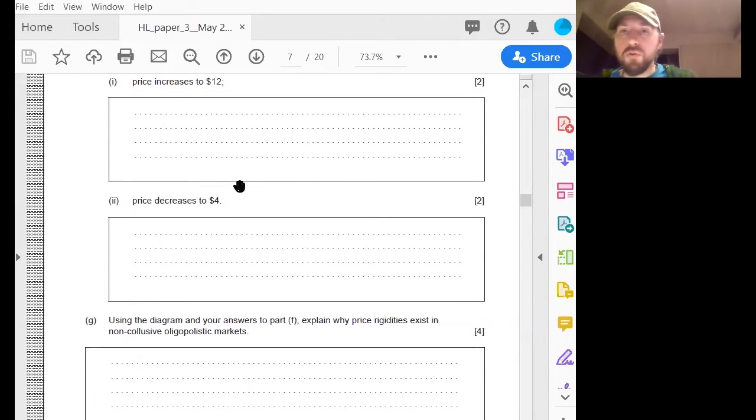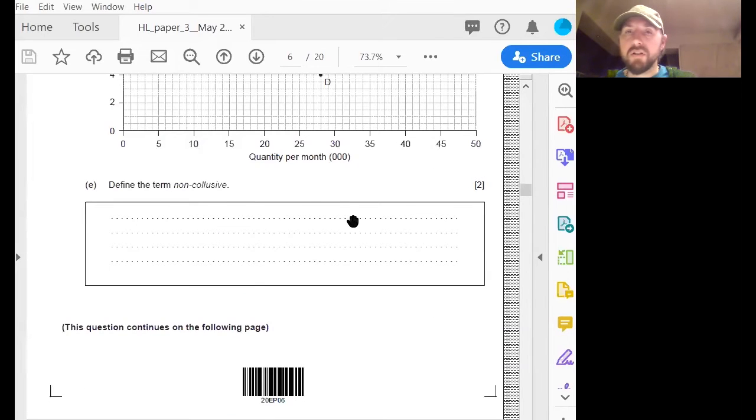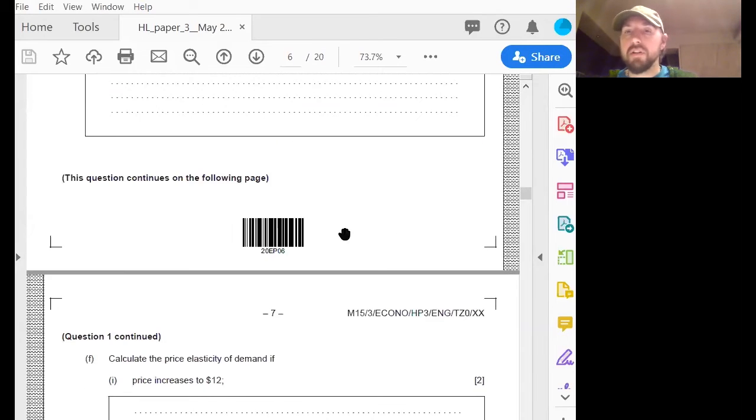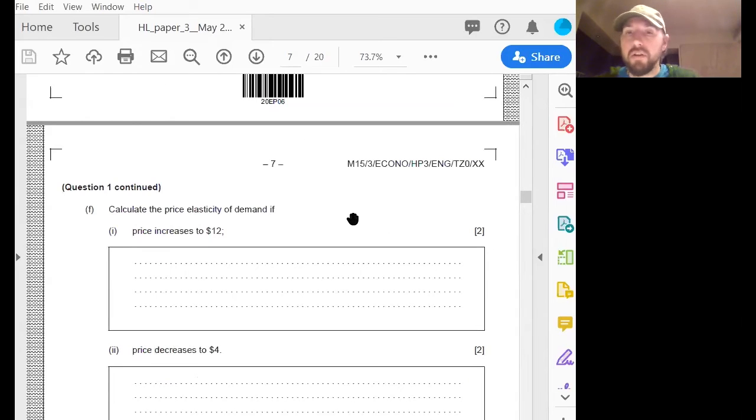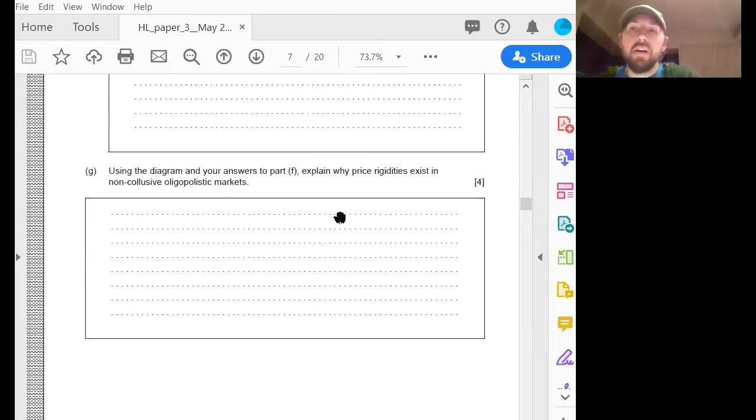Then going down to question number G, use a diagram to answer what you said in part F to explain why rigidities exist in non-collusive oligopoly markets. So notice this first question, 2 points. Next question, 2 points, do some calculations. 2 points, do a calculation. There's 6 points out of 35 already. And then here's another 4-point question. So it's just kind of building and building and building.